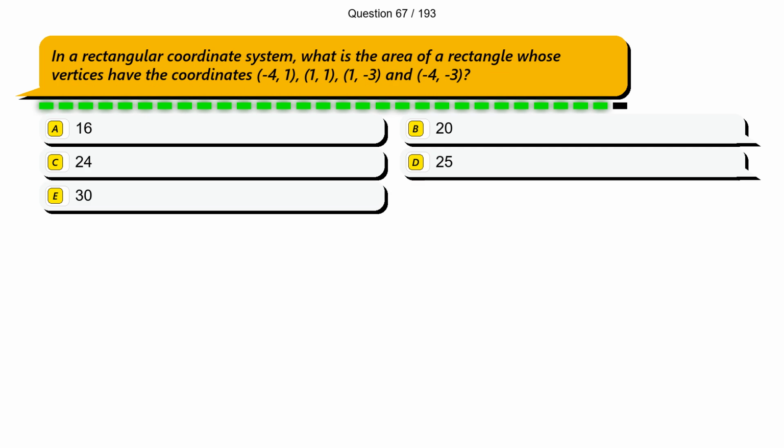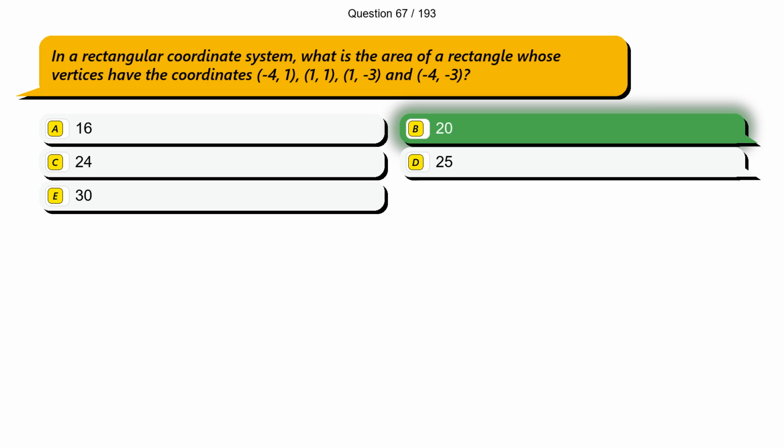Question 67. In a rectangular coordinate system, what is the area of a rectangle whose vertices have the coordinates -4, 1, 1, 1, 1, -3, and -4, -3? Option A, 16. Option B, 20. Option C, 24. Option D, 25. Option E, 30.